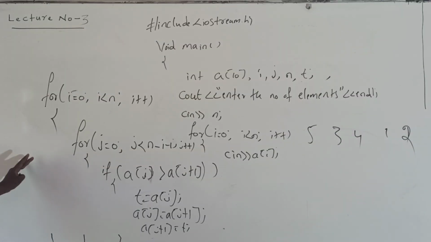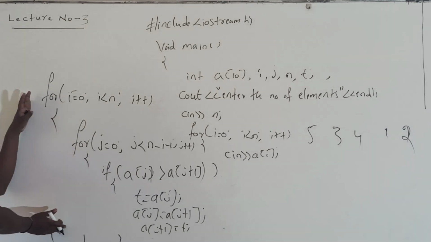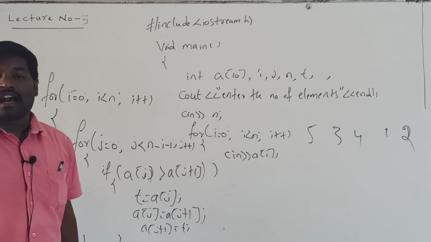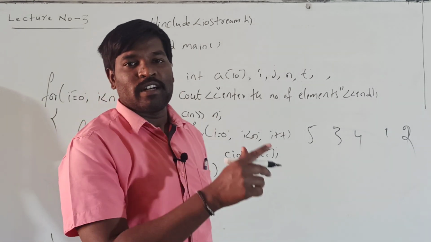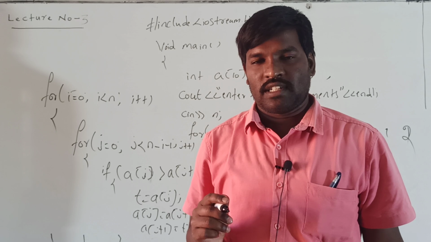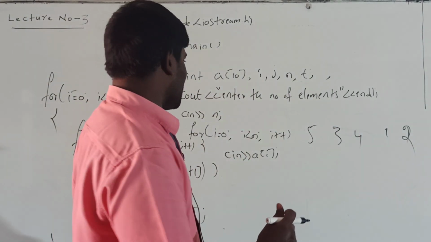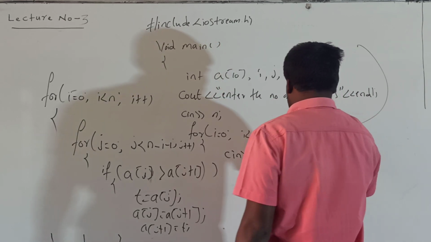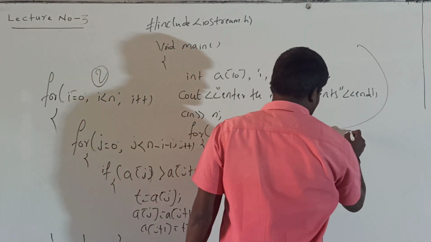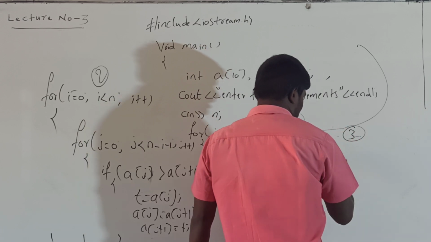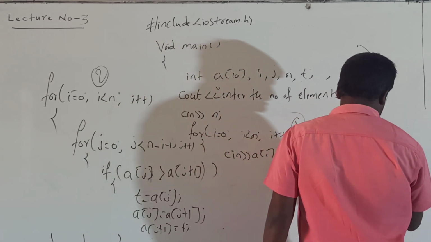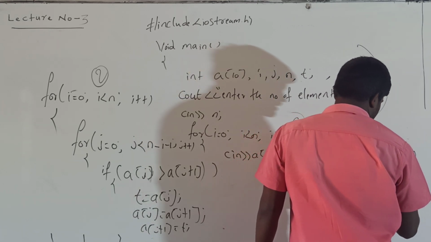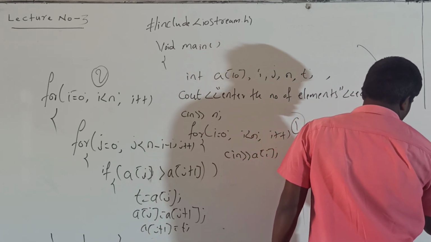And the program is not complete. This is only the logic of sorting the array elements. After sorting, the elements should be displayed. For that purpose, again we have to write a for loop. So this is the first part and this is the second part. Third part I have to write here: for I is equal to 0, I is less than n, I plus plus. Simply we have to write cout a of I and endl.